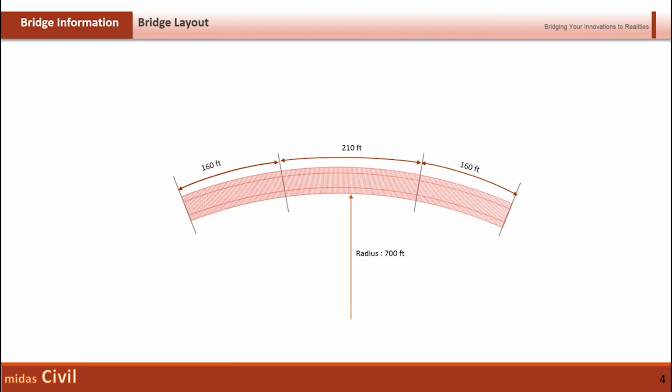So how to start with such a thing? I will just show you in a few minutes. So we have 3 spans: 160 feet, 200 feet for the mid span, and the third span is 160 feet again. And the radius of curvature is just a single radius of 700 feet for the curved bridge.